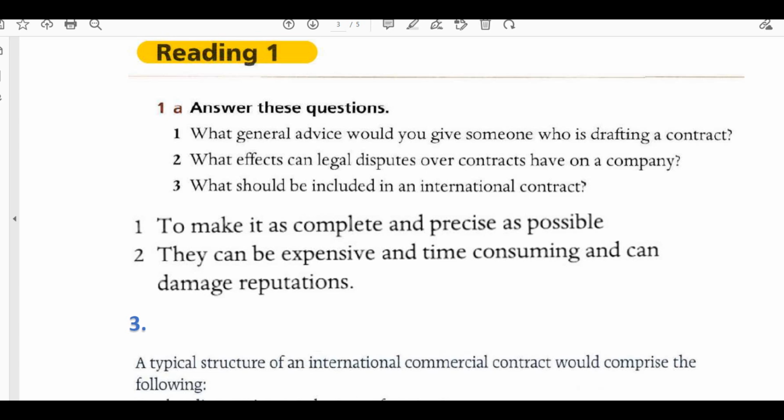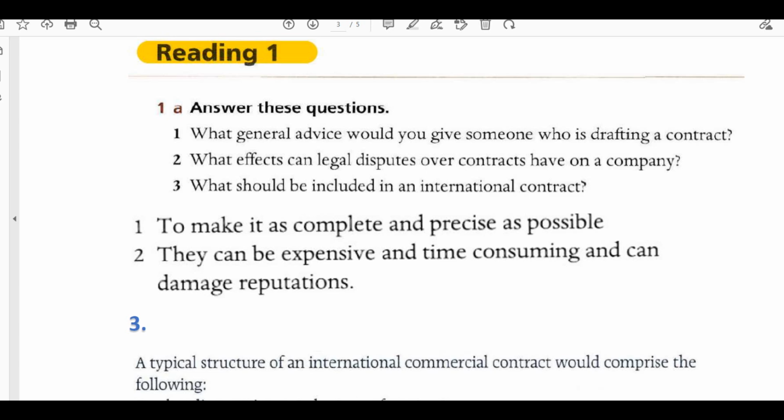So first, our task is related to our reading. We need to answer these three questions. The first question: what general advice would you give someone who is drafting a contract? The advice is you need to make it as complete and precise, I mean short, as possible. Second, what effects can legal disputes over contracts have on a company? They can be expensive and time consuming and can damage reputations.